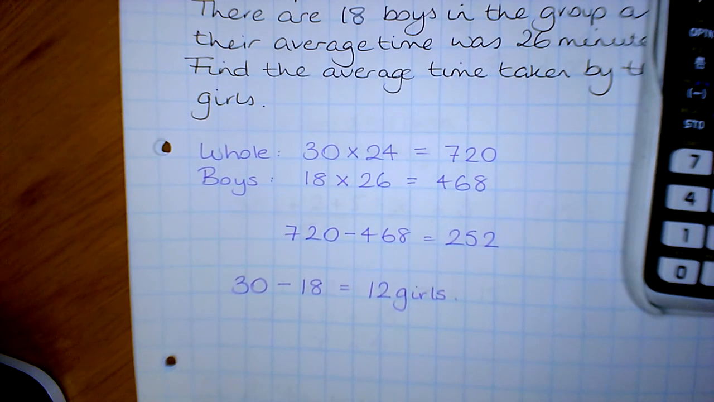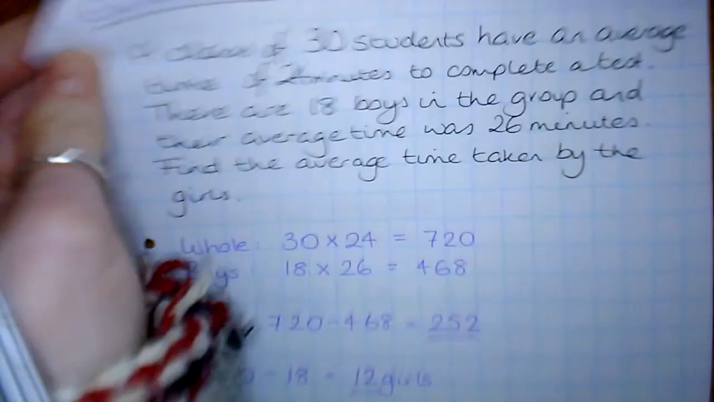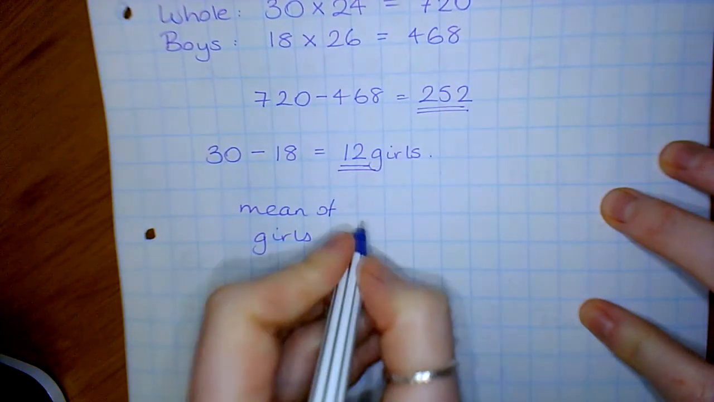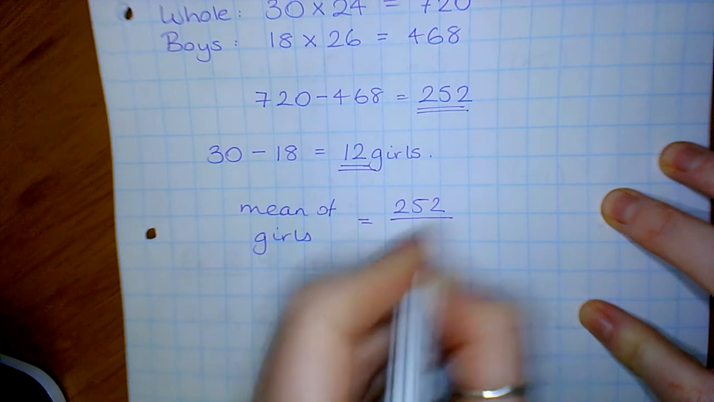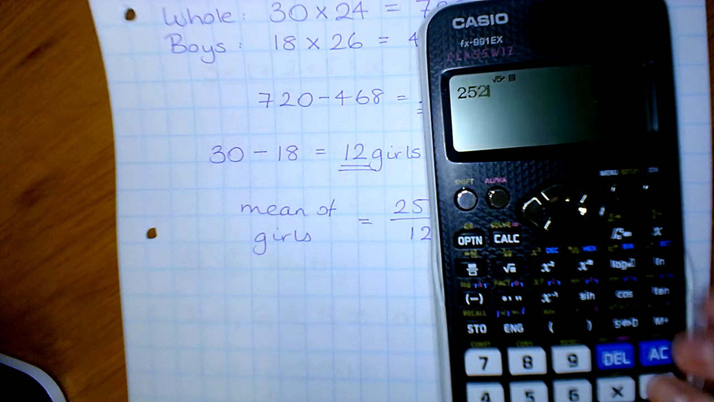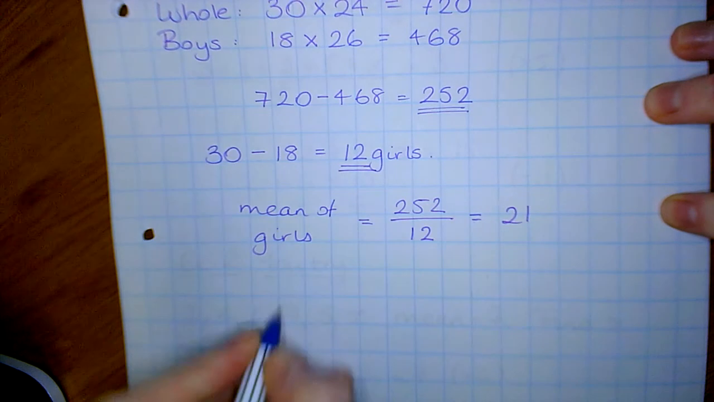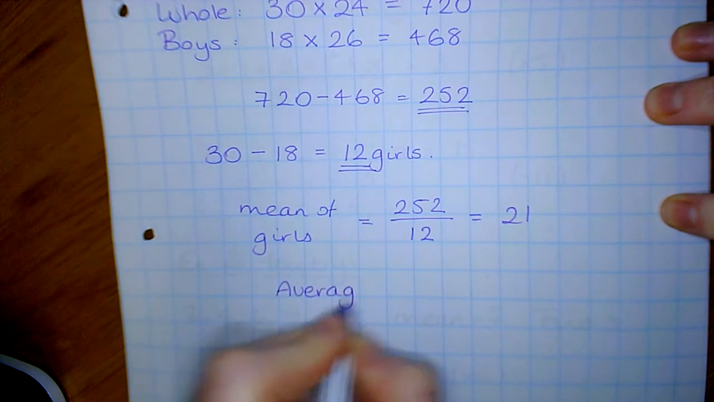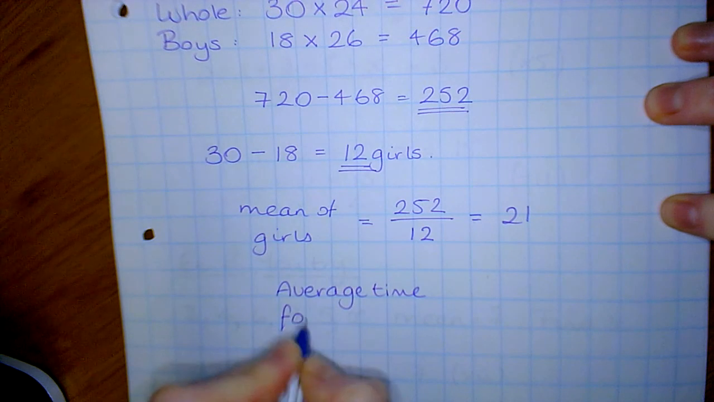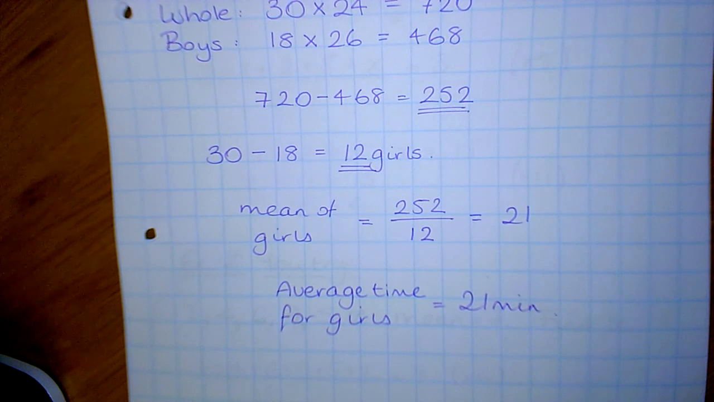So now I have all the information I need to answer the question. I know they add up to 252. I know there's 12 of them in total, so I'm going to find the mean of the girls. The mean of the girls equals 252 shared between the 12 girls. Put that in my calculator. 21. So we can say that the average time for the girls is 21 minutes. And that's how to answer the question.